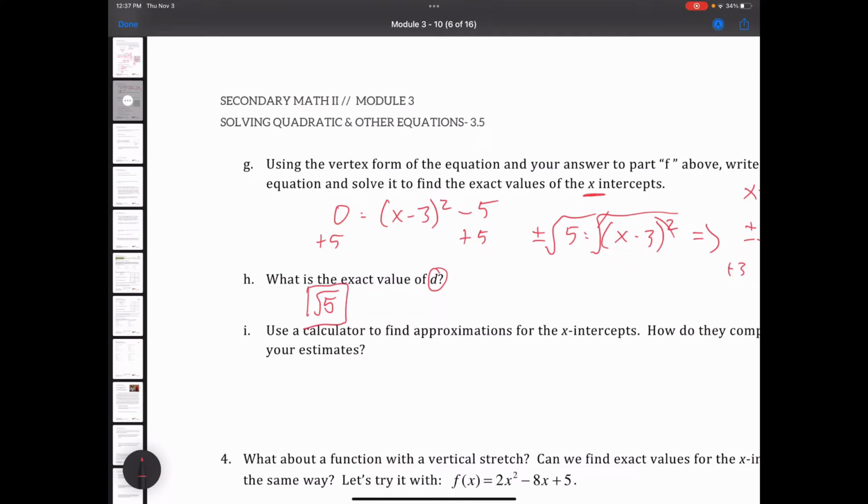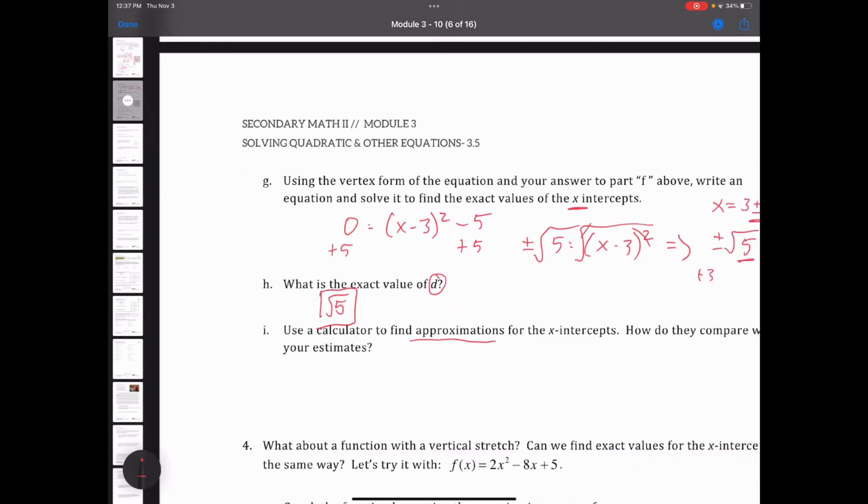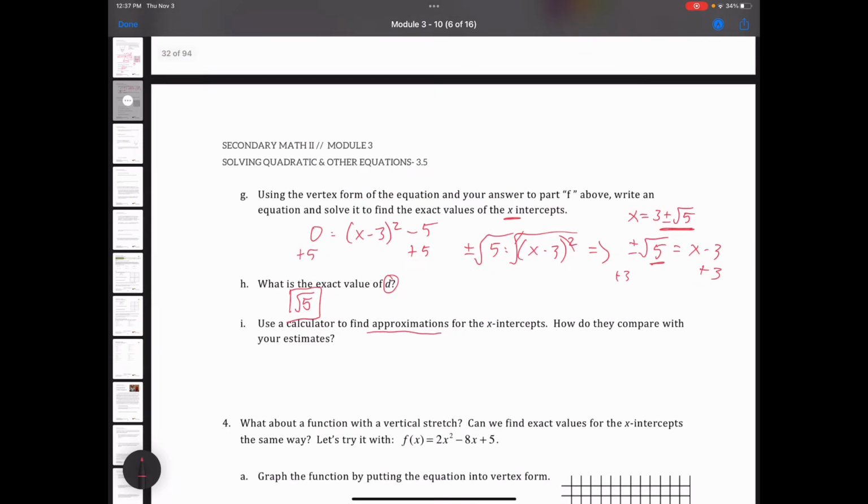Now, though, we can use a calculator to find approximations for the x-intercepts and see how they compare to our estimates. So we've got x equals 3 plus the square root of 5, and x equals 3 minus the square root of 5. And then we plug that into our calculators and we get rounded decimals. So let's go ahead and do that. 3 plus the square root of 5.